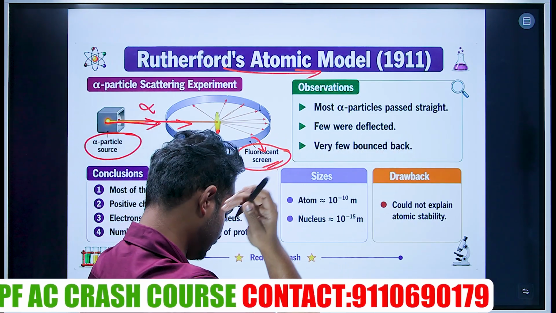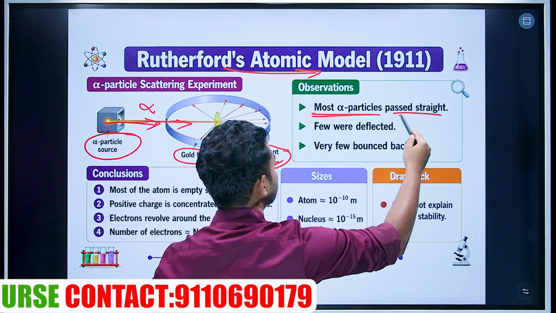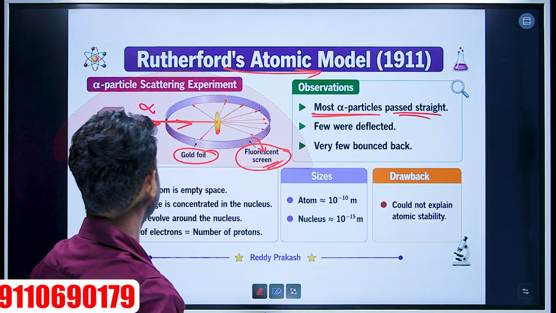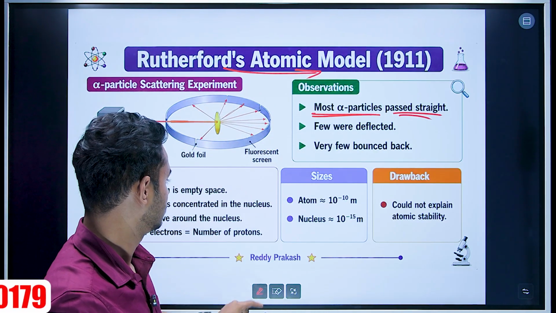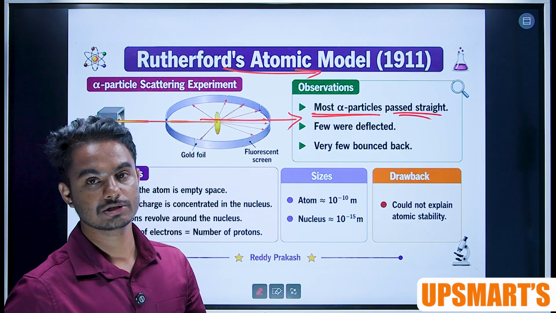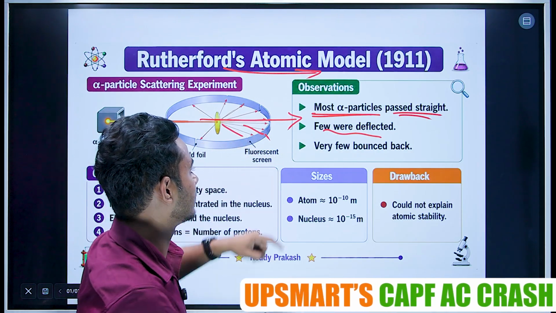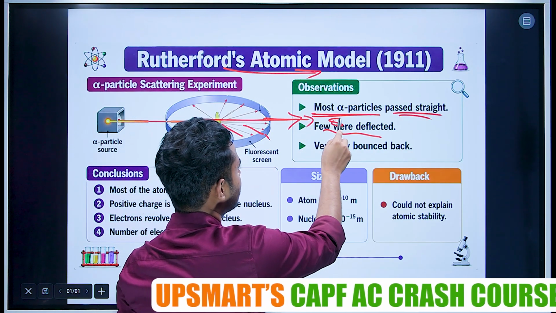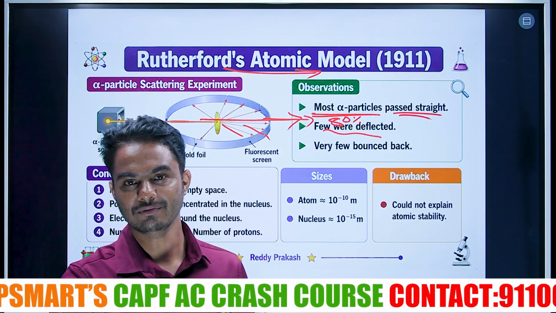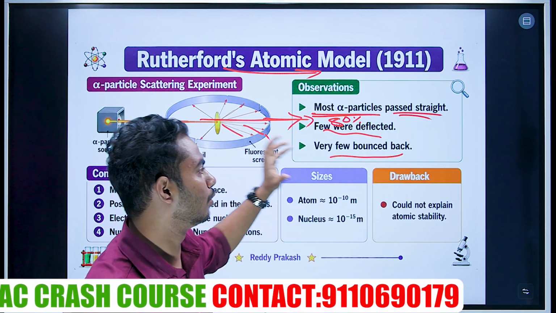Now the postulates or the observations by him are: alpha particles pass straight. Most of the alpha particles released from here passed straight. Very few deflected. Most of them, like more than 80% or 90%, no need of numbers, which I don't know as well, will pass straight. Very few deflections and very few bounce back.